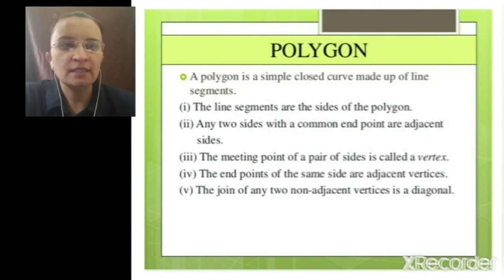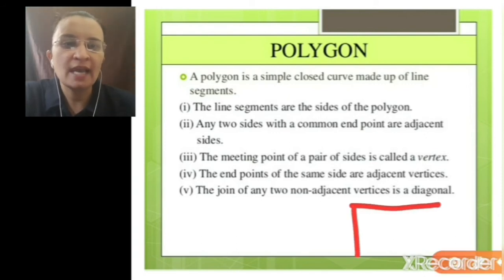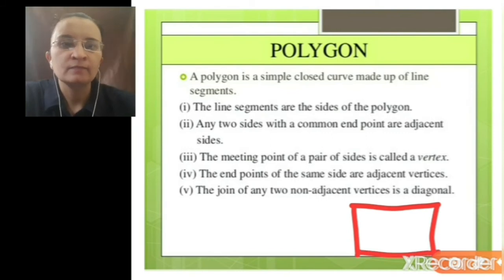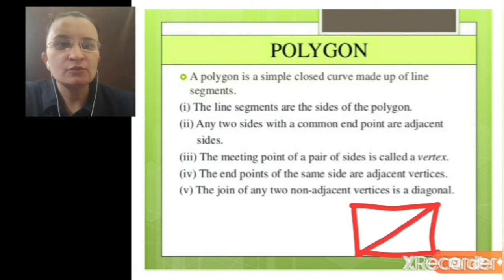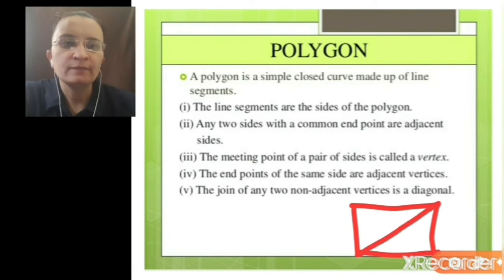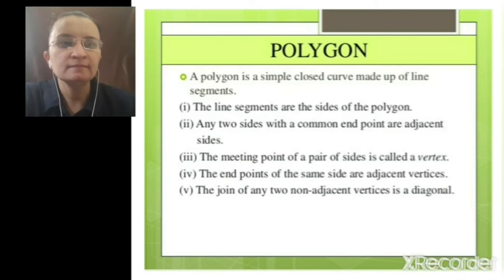diagonal. Let me show you. If we have this rectangle, if we join this vertex to this one, this red line is called its diagonal. This red line is diagonal. Remember these points about polygon.